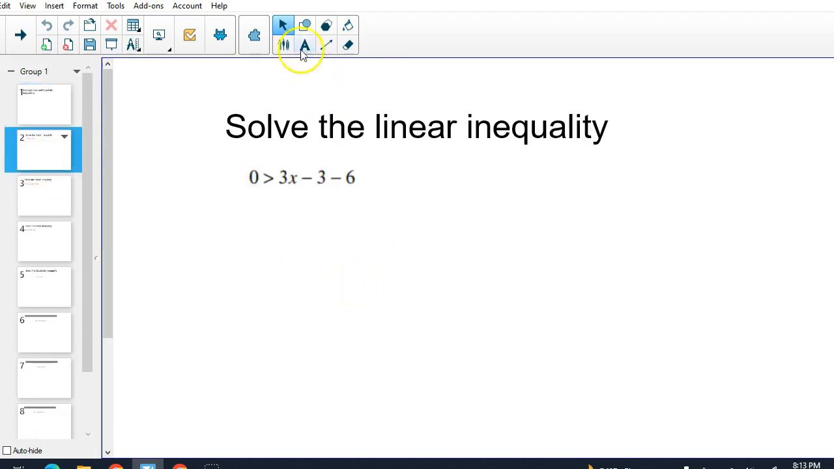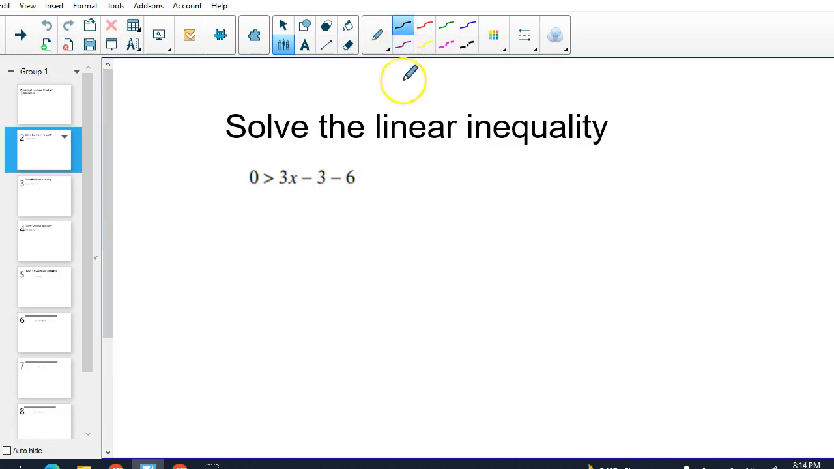So let's start with linear inequalities. This should be a little bit of review. We've seen this before, and it's going to be very similar to solving equations. The only difference is if I multiply or divide by a negative number, it's going to change the direction of our sign. We'll see an example of that in a little bit. But for now, let's treat this like an equation.